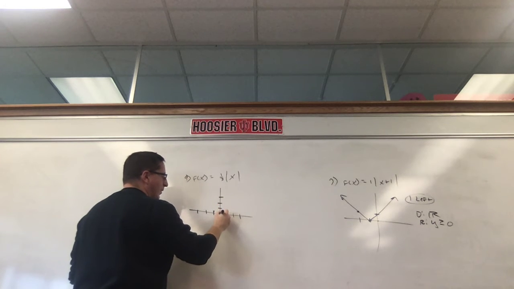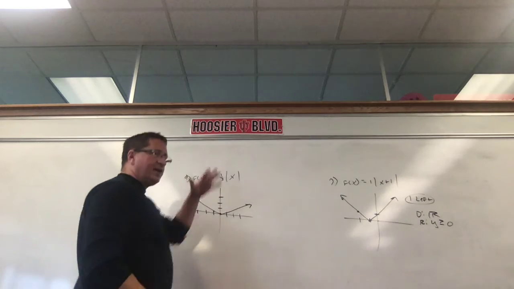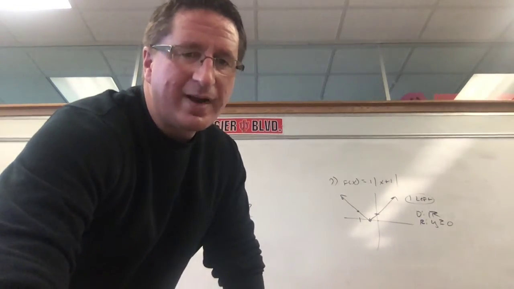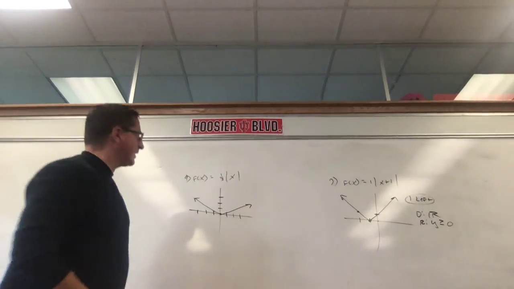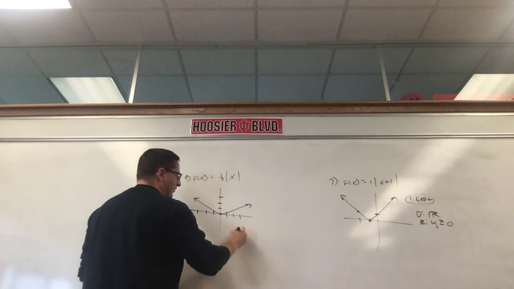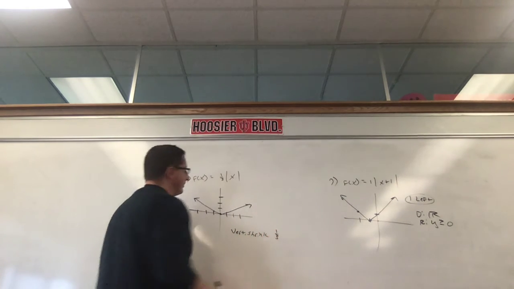Okay? So, what happens here is it didn't slide it, it crunched it down. Okay? It squashed it down. So in this case, what they're asking for is a vertical shrink. It shrunk it. If you shrink it down, it fattens it up. Okay? It's a vertical shrink by a factor of 1/3.